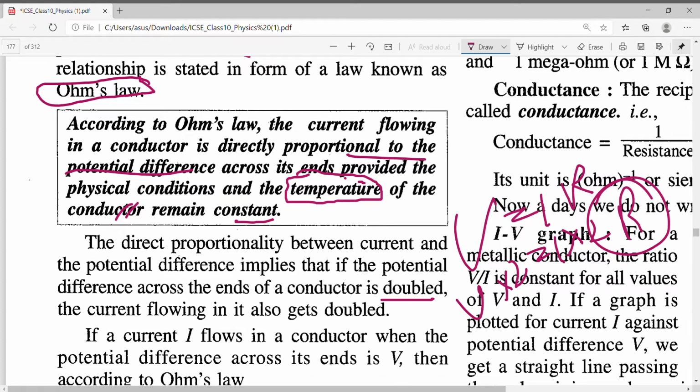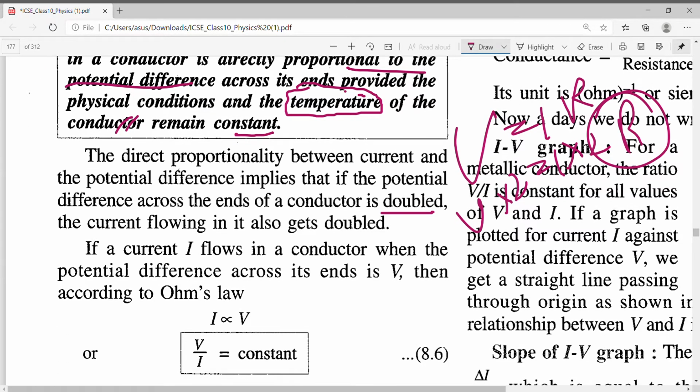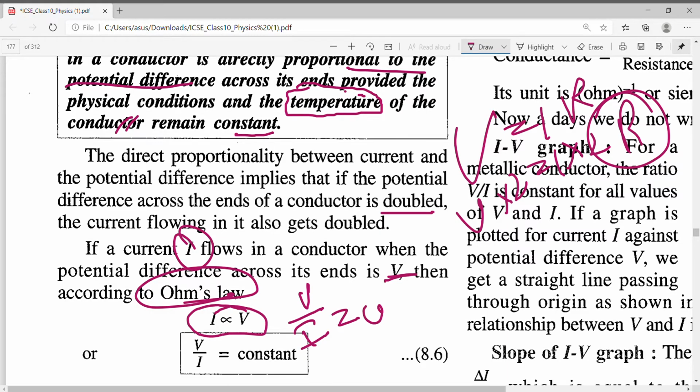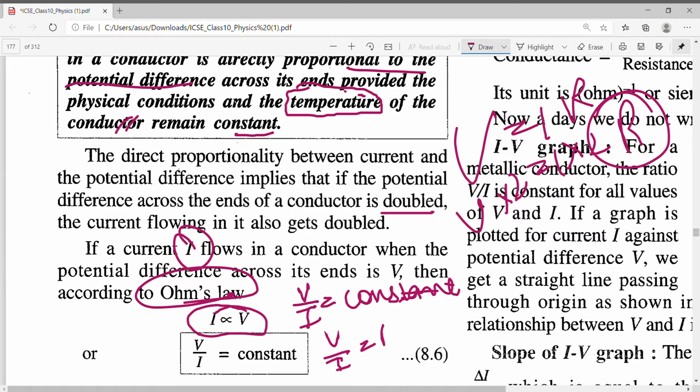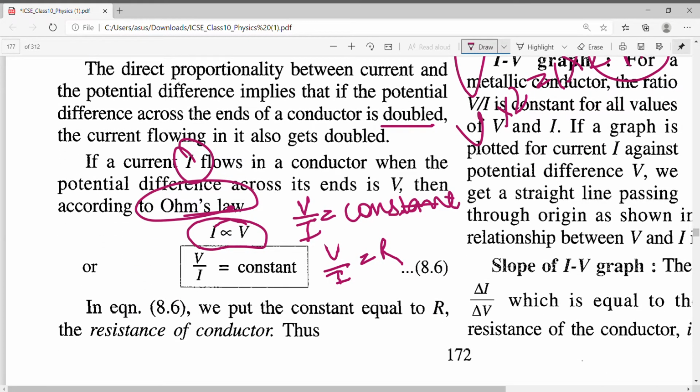So if a current I flows in the conductor when the potential difference across its end is V, then according to Ohm's law, I is directly proportional to V, correct? So V upon I is equal to constant, right? So let that constant be R. Wait, let me write it properly so you all can understand. See, we have been given I is directly proportional to V. So can I say V upon I is equal to any constant? Let that constant be R. Basically this is the resistance of a conductor.